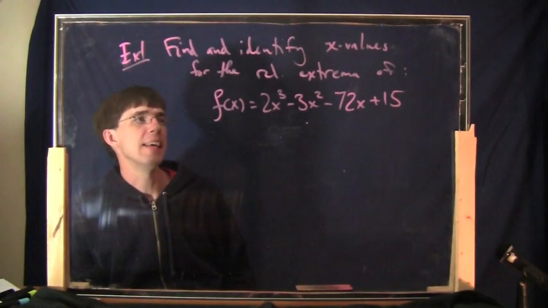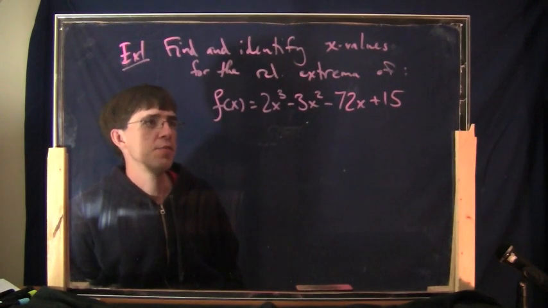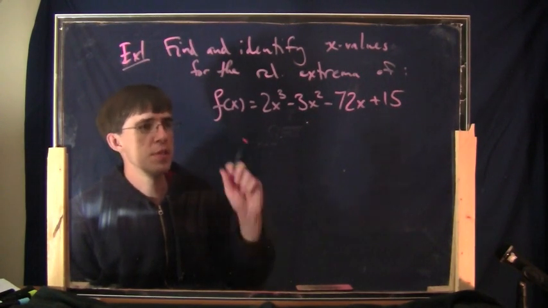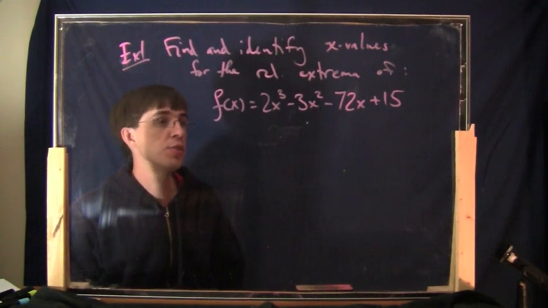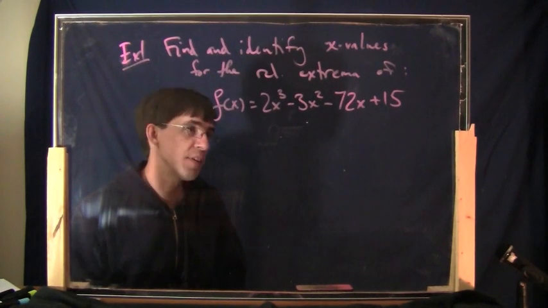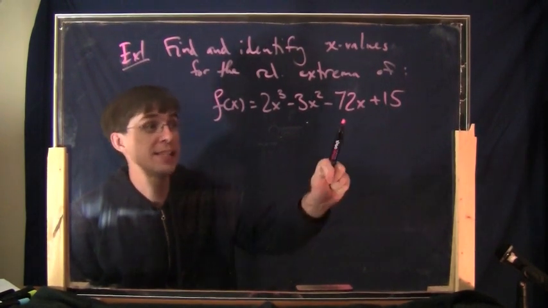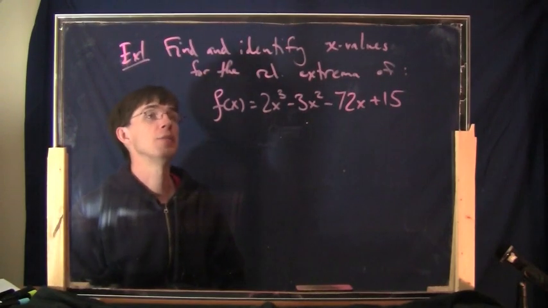All right, find and identify the x values for the relative extrema for this function, 2x cubed minus 3x squared minus 72x plus 15. How do you like that? 72. That's a big number.